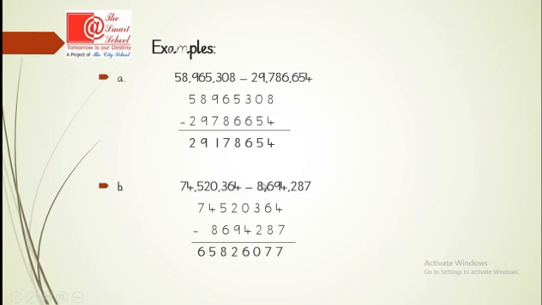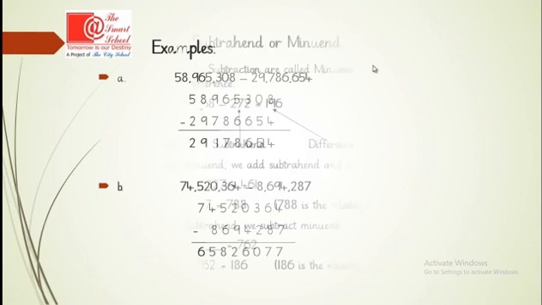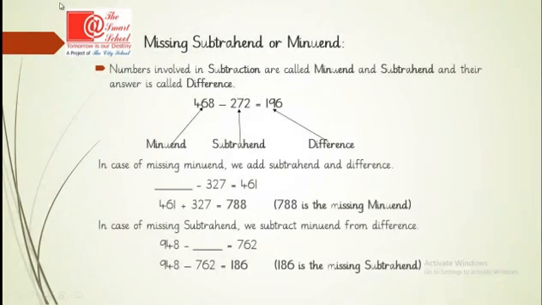The same way is over here: 74,520,364 and 8,694,287. Now we arrange this. You can see ones under ones, and if we have a gap, it can be at the left side. So the right side has to be filled. So we subtract it. Now the answer is 65,826,077.